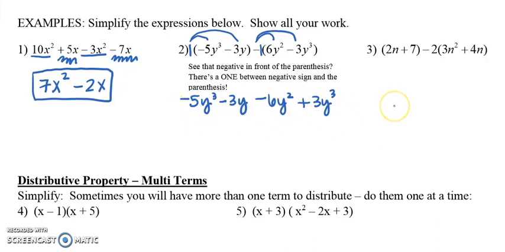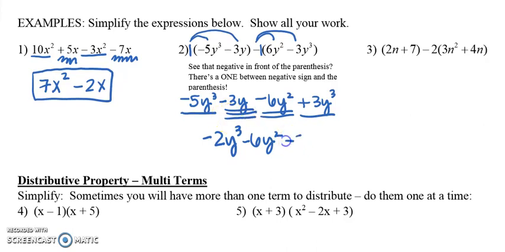Then we say, okay, do we have some like terms here? And I always start with the highest exponent. I notice I got negative 5y cubed plus 3y cubed. So negative 5 of something plus 3 of something is negative 2 of something. I don't have anyone to go with my y squared. He's all alone. Just bring it down. And then negative 3y has no one to go with. So I bring that down.